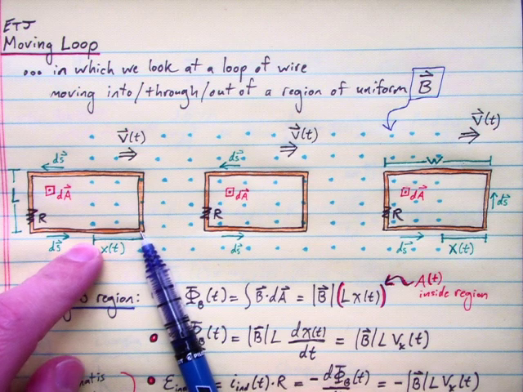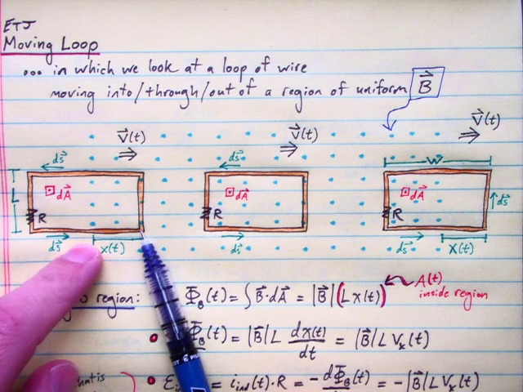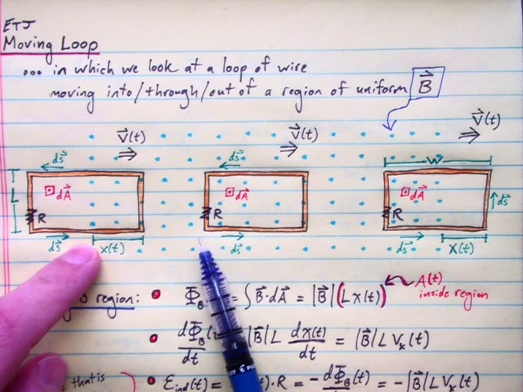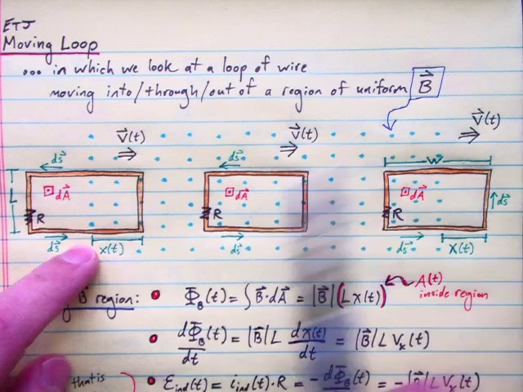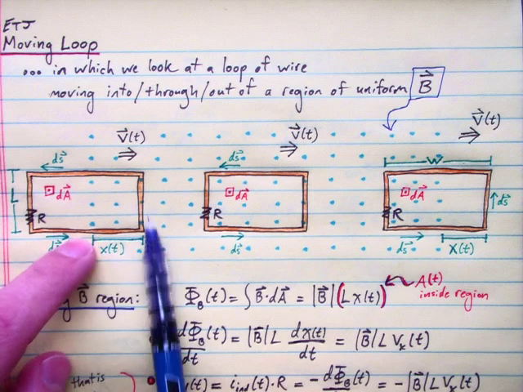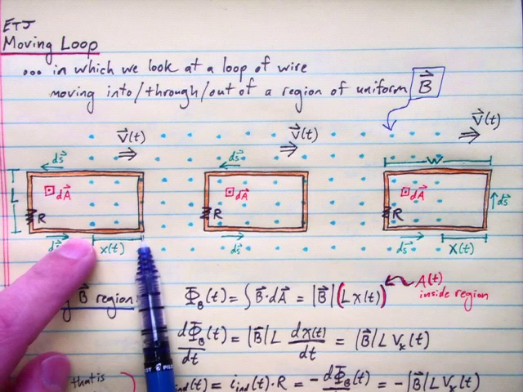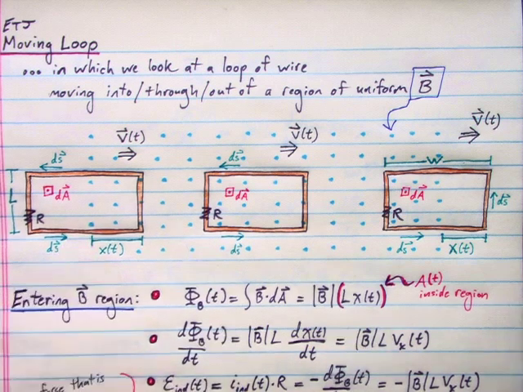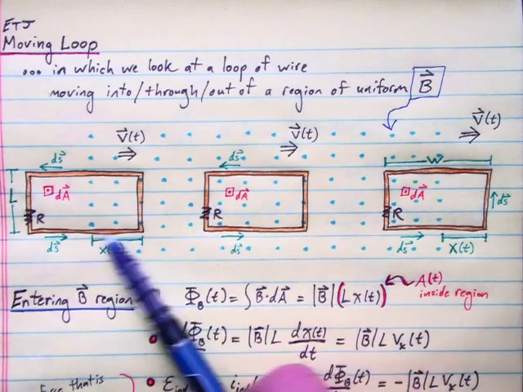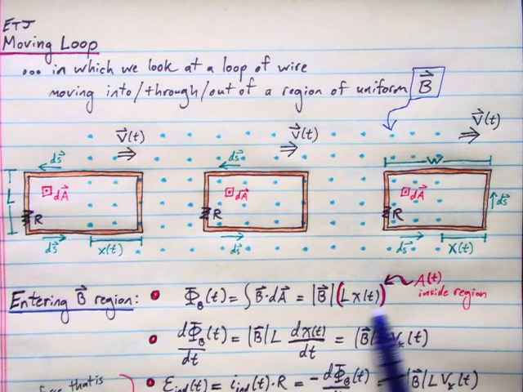As the wire loop drifts inward, x increases. More and more of the loop is inside the region. So specifically, x is the distance from the edge of the B field region to the right edge of our wire loop. That's increasing with time. So our flux is the B field strength times this area here, that length L times x of t, that changing area.